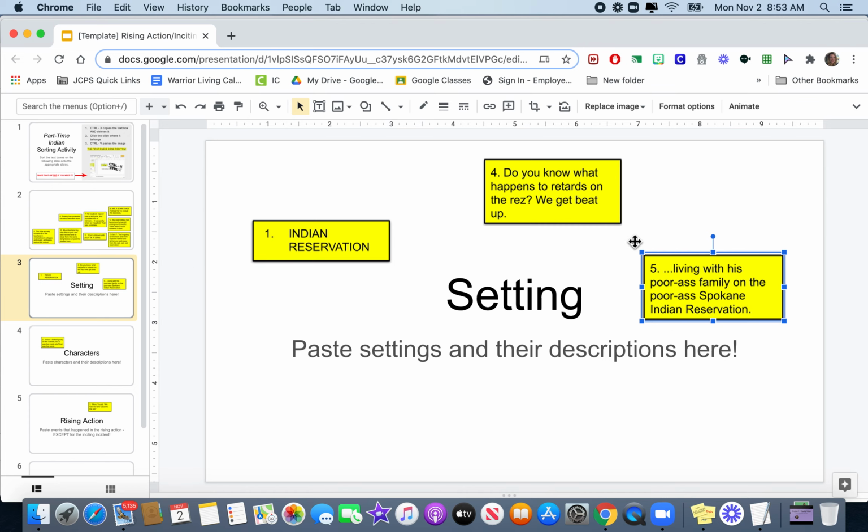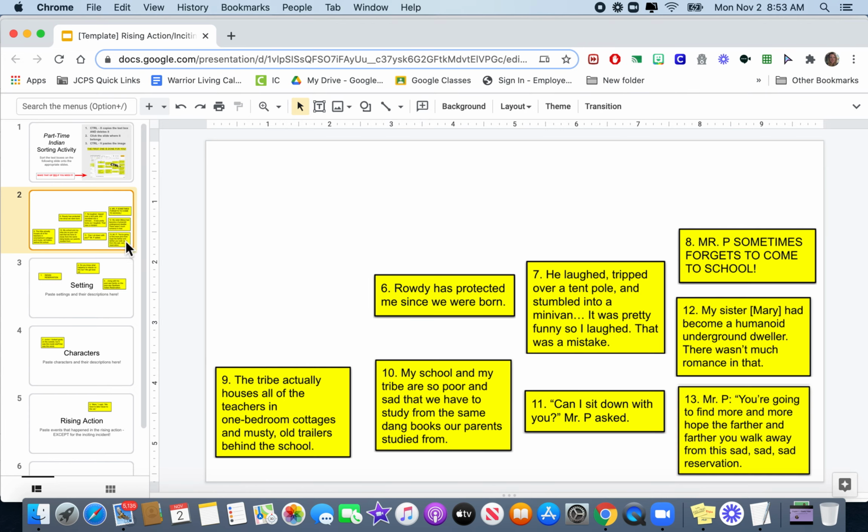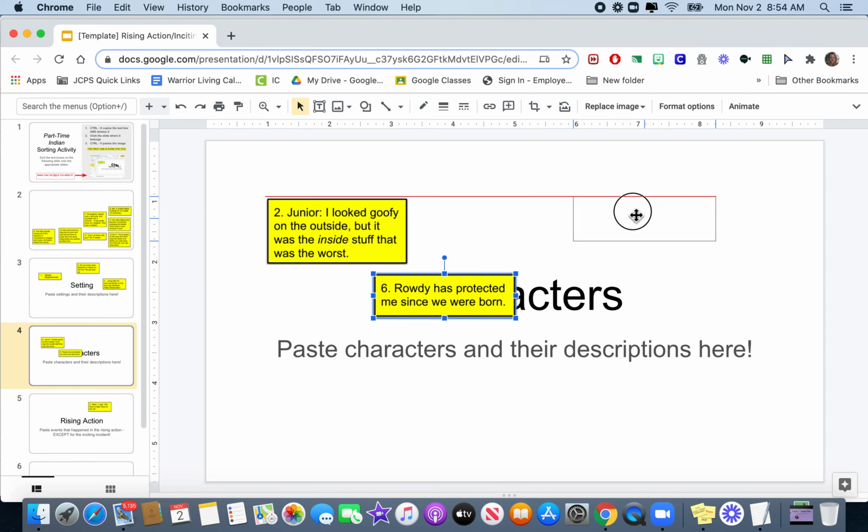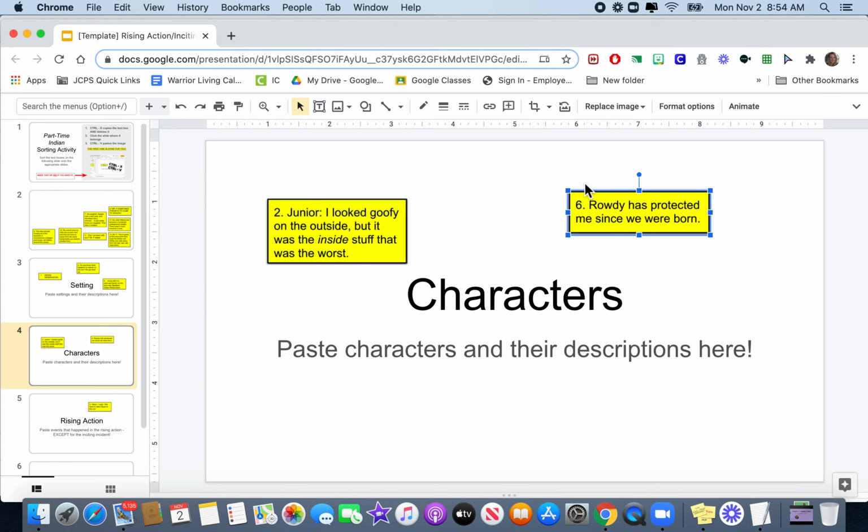Okay, so we have a lot of information about setting so far. We're going to do other ones too. All right, number 6, don't overthink this. Rowdy has protected me since we were born. This is giving us information about characters, okay? So characters, Rowdy gives us some information about the relationship with Junior.